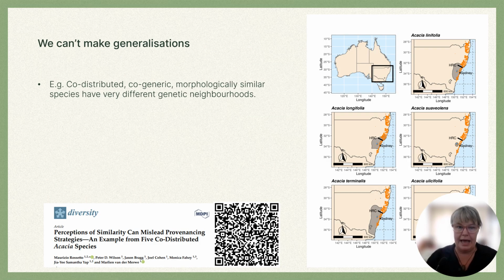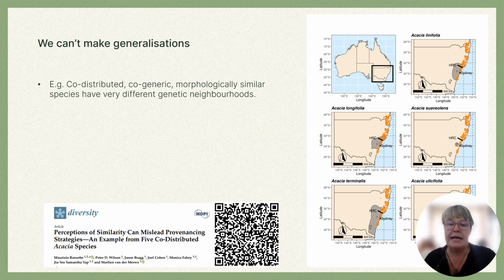So let's just highlight how we can't make generalizations, we can't predict a safe distance to be able to mix material. So here's a study on 5 similar looking, or morphologically similar, acacias. They all occur in similar environments, but they all have very different genetic neighbourhoods. Here's a publication, you can click on the link to see the paper. We have a restoration site west of Sydney, and looking at the genetic neighbourhood or genetic collection area, it varies considerably. So it's the grey area.